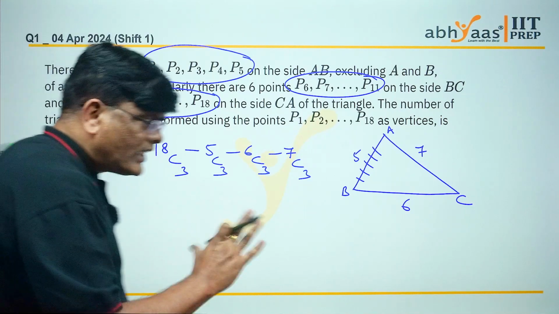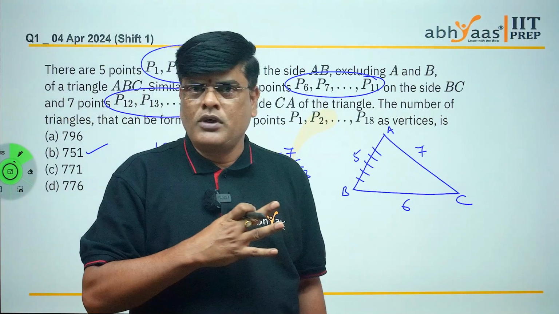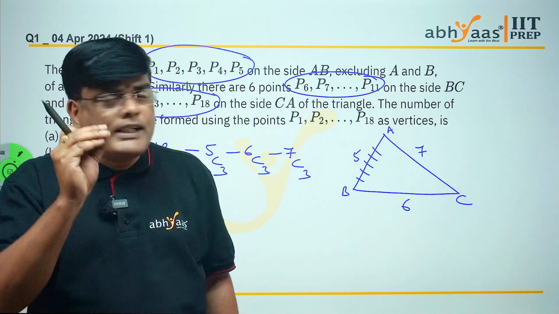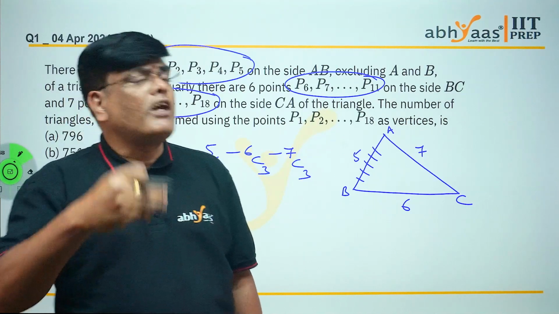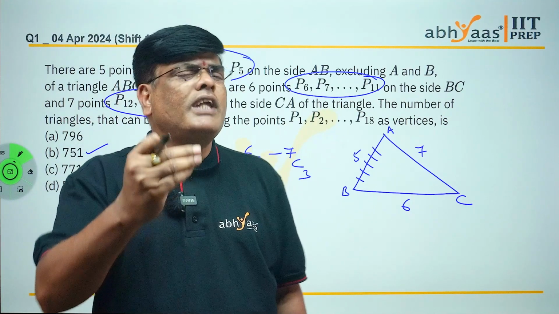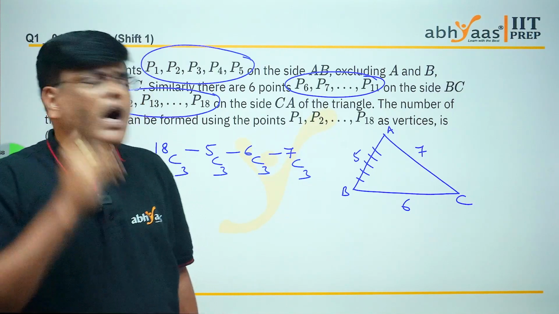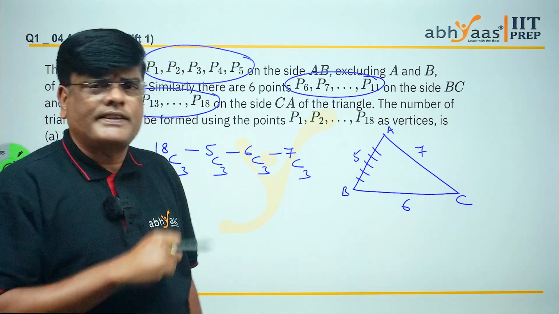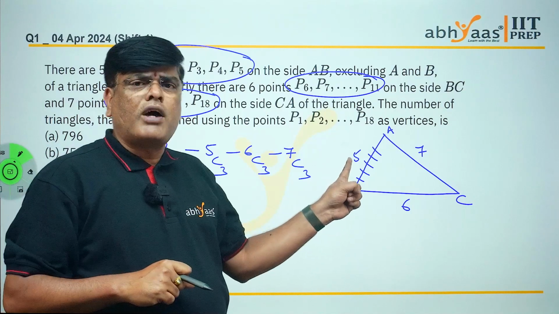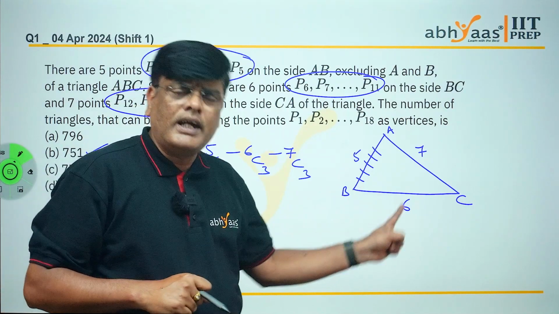Okay, here only the method is important. So first we have to understand the question. And one more method, direct method. It will take some time compared to this. So what is direct method means? To form a triangle, we have the cases. First, I will take one point from this side and this side.